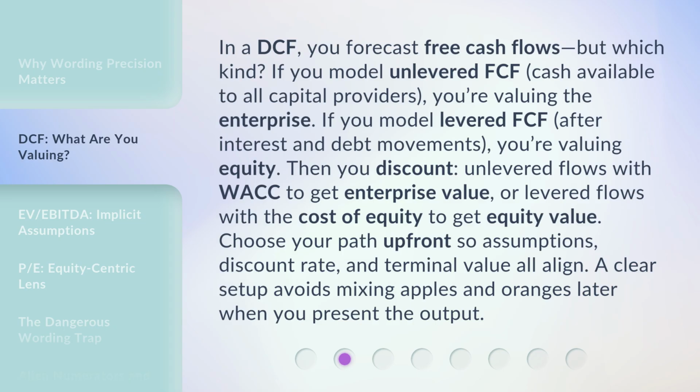Then you discount unlevered flows with WACC to get enterprise value, or levered flows with the cost of equity to get equity value. Choose your path up front, so assumptions, discount rate, and terminal value all align. A clear setup avoids mixing apples and oranges later when you present the output.